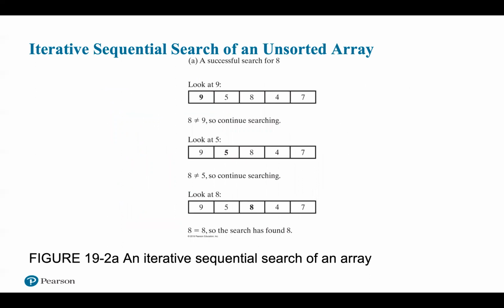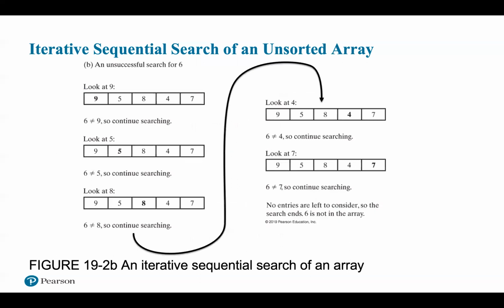In this case, found is true. On the other hand, if the loop examines all the entries in the array without finding one that matches an entry, found remains false. Figure 19.2 provides an example of these two outcomes. For simplicity, the illustrations use integers. So here is part A, and here is part B.